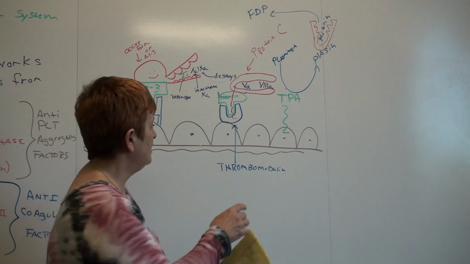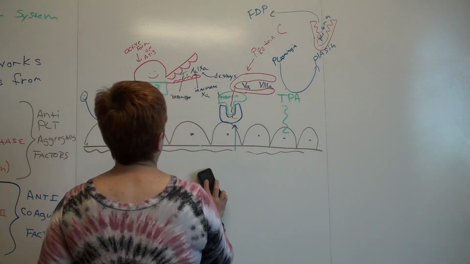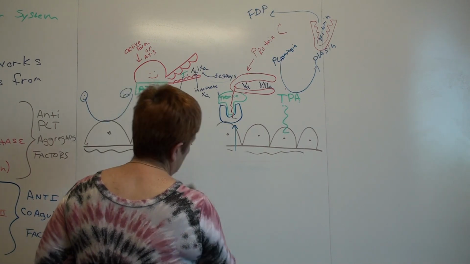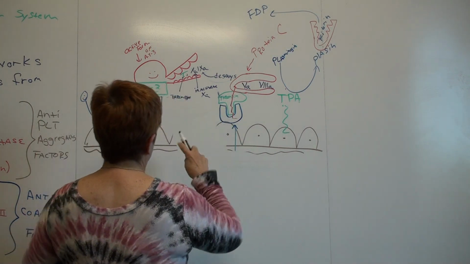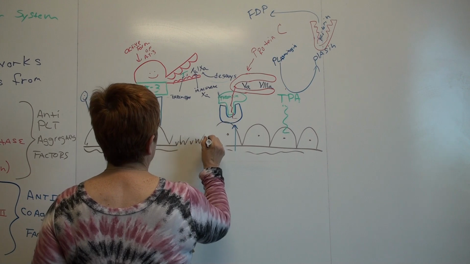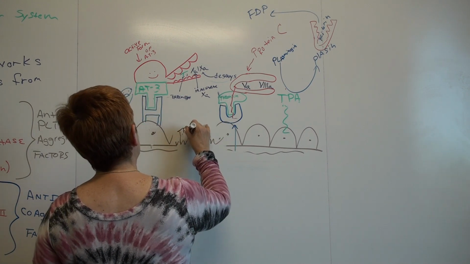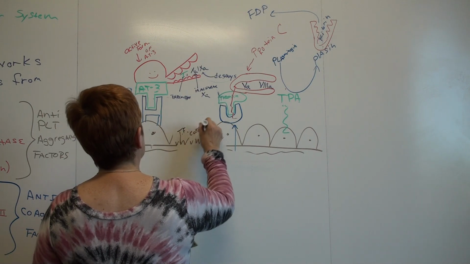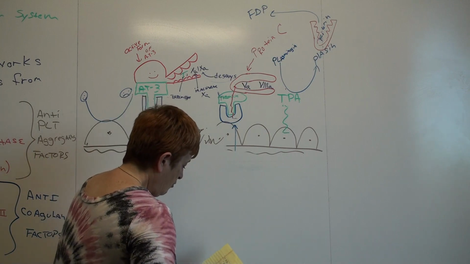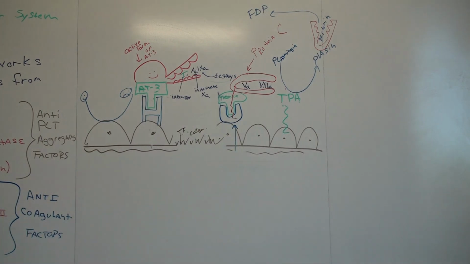Let me just kind of draw it. I'm going to erase this a little bit. I got damaged. That's VW, for von Willebrand's. I've got tissue factor and collagen. Now I've got von Willebrand's, tissue factor, and collagen all being released there.